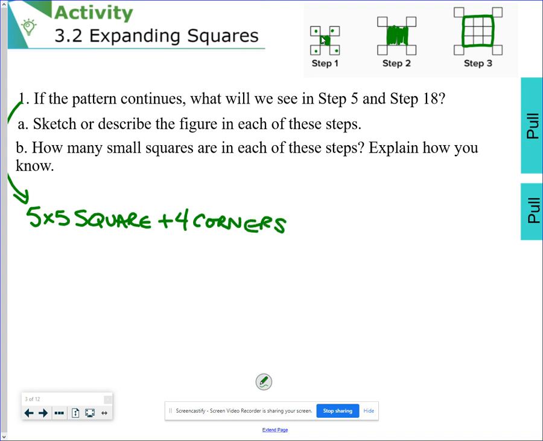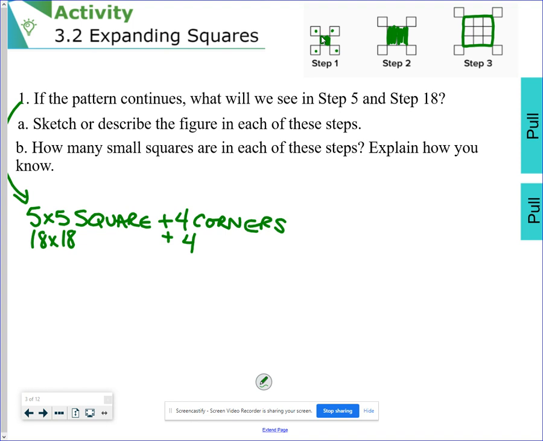For step 18, it would be really big. I wouldn't want to draw that out, but it would be an 18 by 18 square. And then I would have the 4 on the corners, right? So that'd be 18 by 18 plus the 4 corners. So sketch or describe what's happening in each of these. That's what we just did. We just described it. I didn't actually sketch it out.